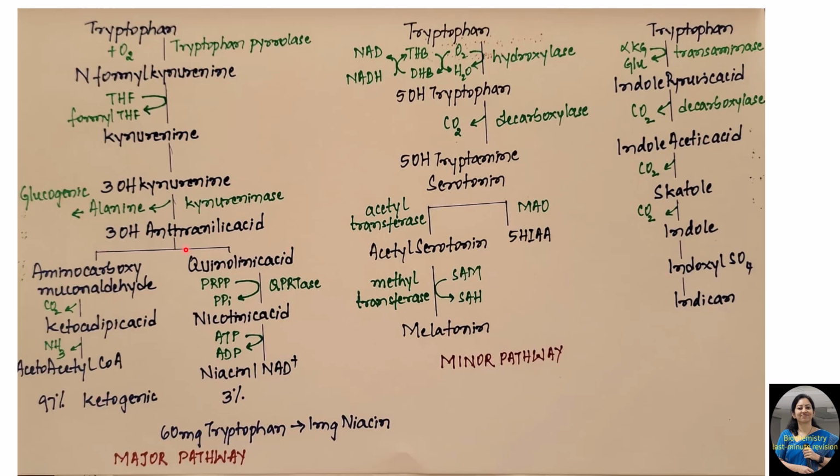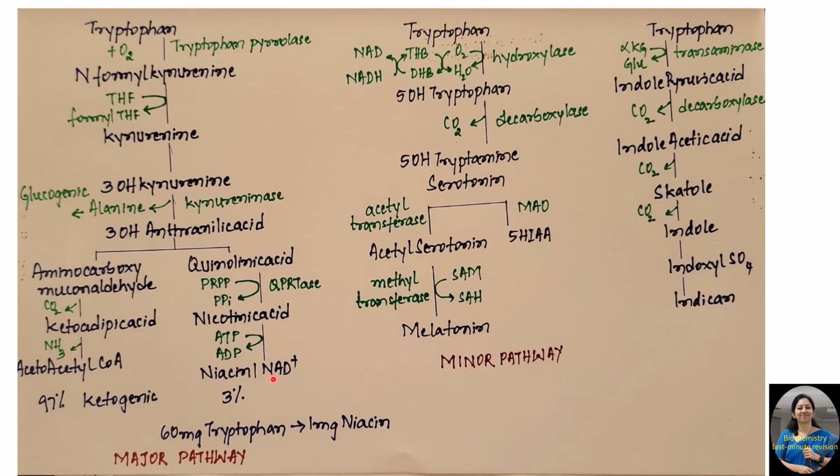Now 3-hydroxyanthranilic acid also gets converted to quinolinic acid, which is acted upon by the QPRTase enzyme with PRPP as the donor for ribose phosphate and gets converted to nicotinic acid mononucleotide, which undergoes phosphorylation with the help of ATP to form niacin.